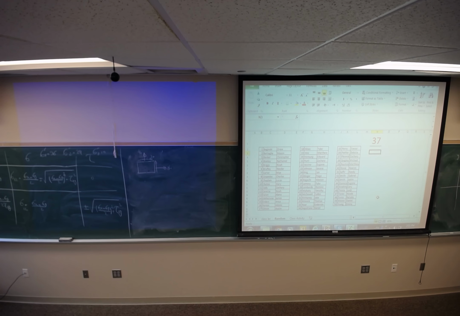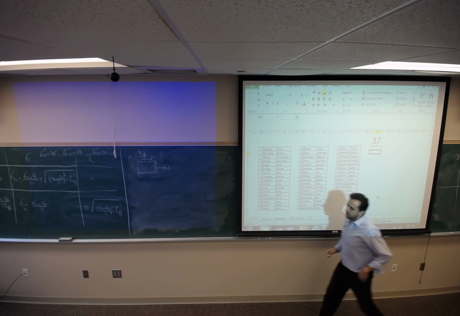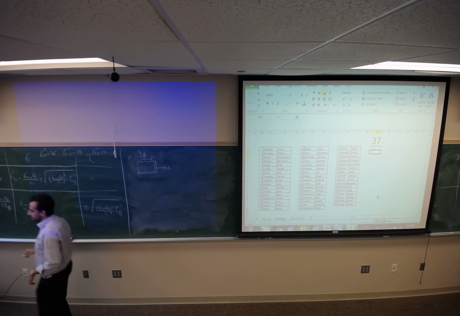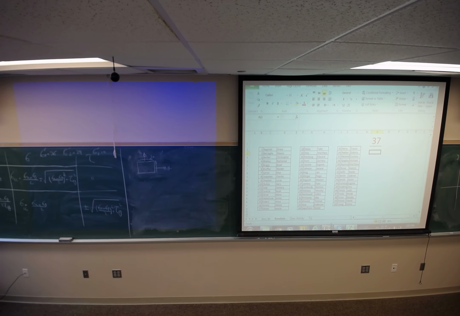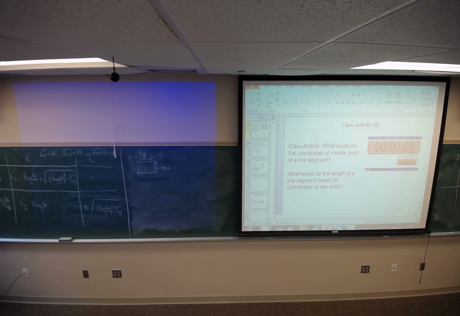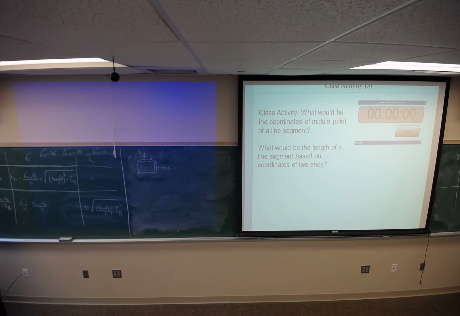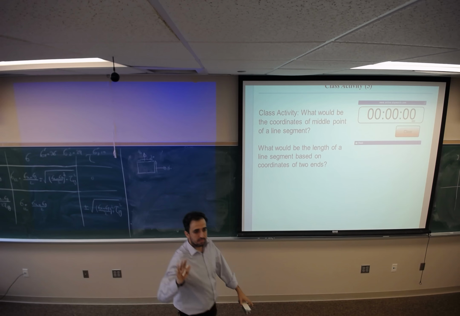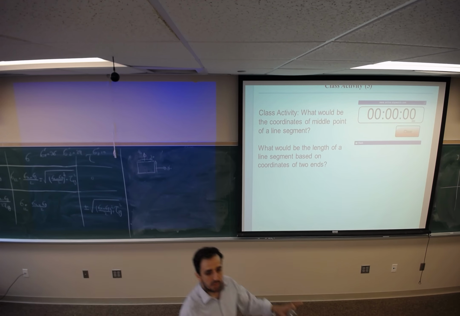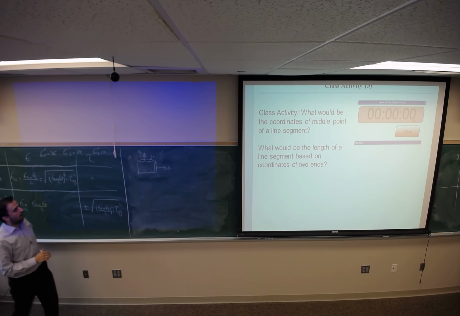Is it C minus, or C plus D? No, it should be plus. It's at the middle, so we get the average of coordinates. So A plus C, because C is at the middle, divided by 2. B plus D divided by 2, it's going to give us the coordinates. Any questions so far? Because we are going to use this on Mohr circle.